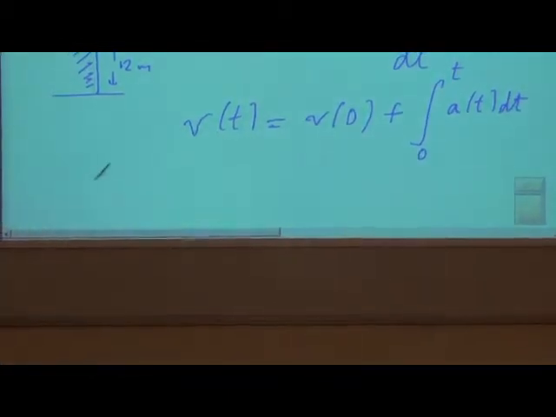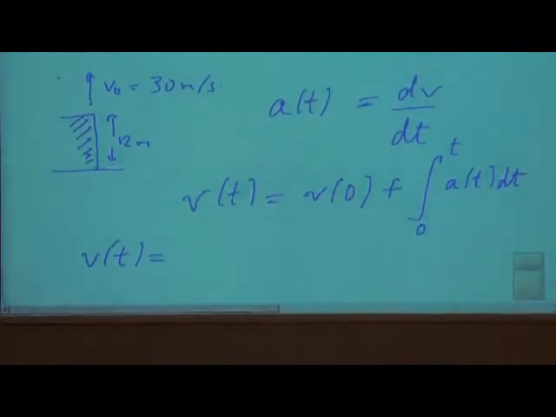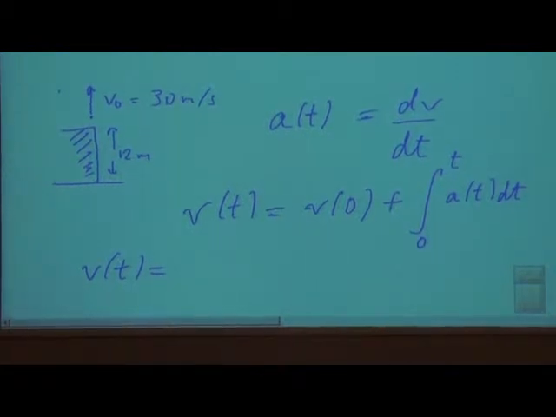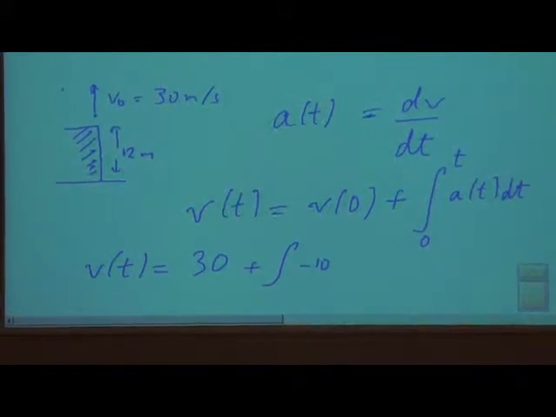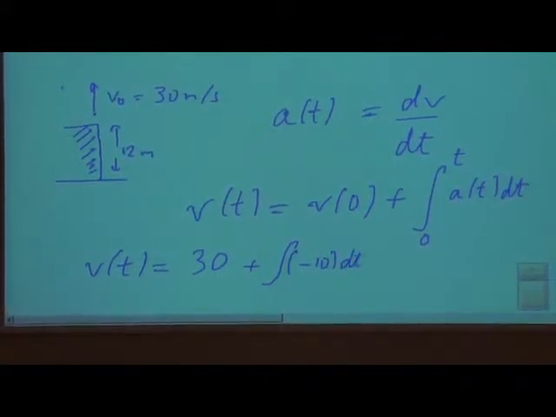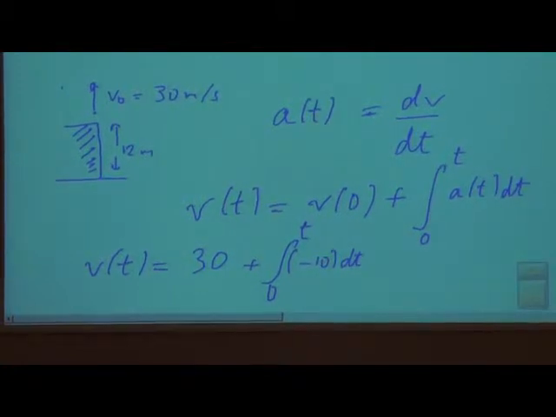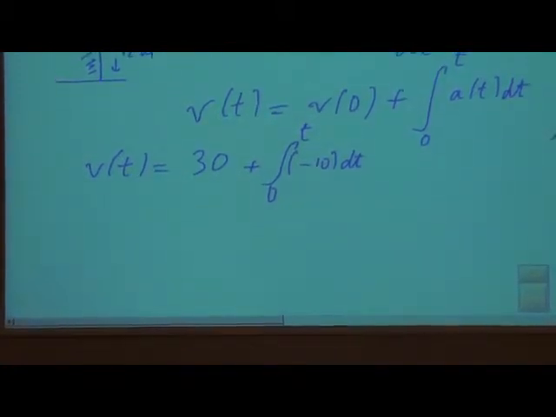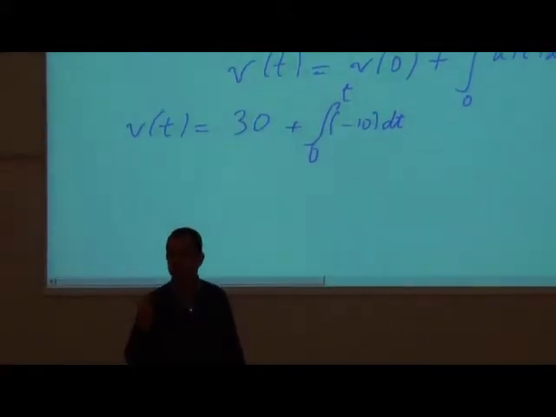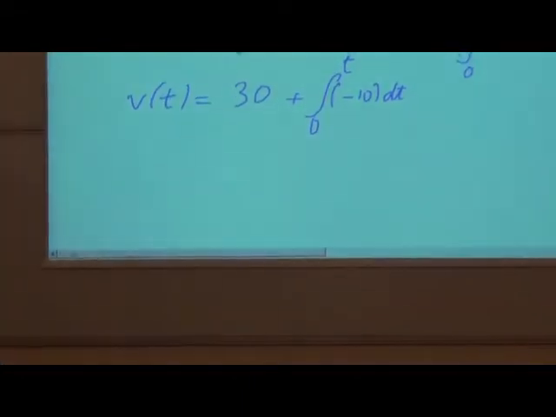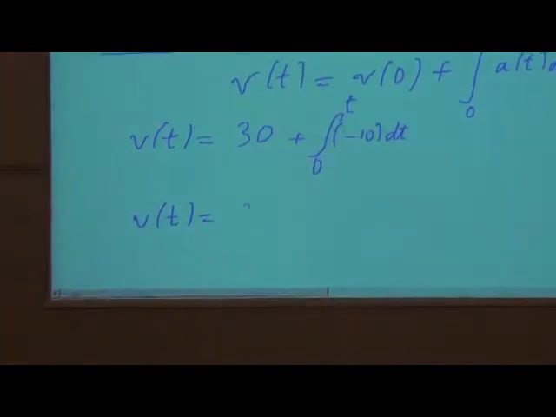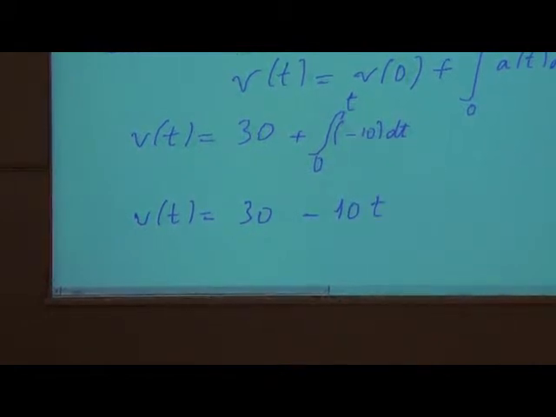So I have v of t. Now I know v of 0. What is v of 0? 30. So I put 30 here. Plus, what is a of t? It's minus 10. And it doesn't even depend on t at all. It's a constant. Now minus 10 is the derivative of what? Right. So v of t equals 30 minus 10t.